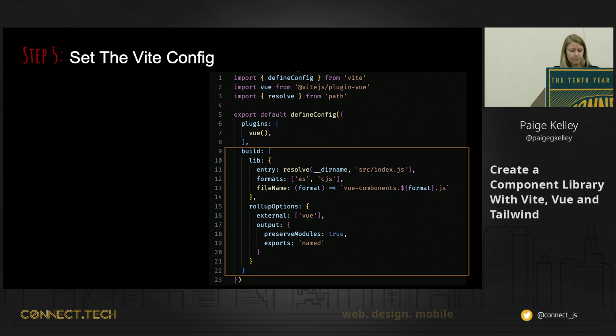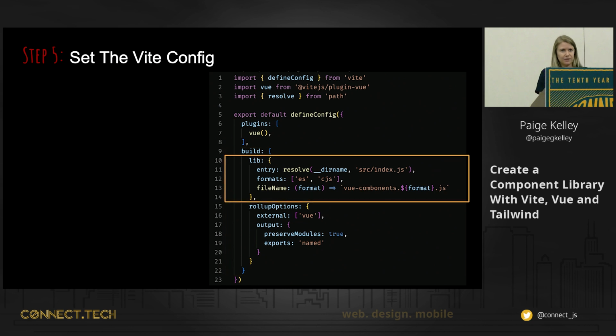So what we're doing here is telling Vite that we want to build in library mode, and we need to set a few things to make it work. First, we need to tell it where to look for our entry file. So we're going to point it to the root of our source at that index.js file that we just built in the last section. Then we need to tell it what formats we want our entry file to be built out in. So I'm building mine out as ES modules and CommonJS.